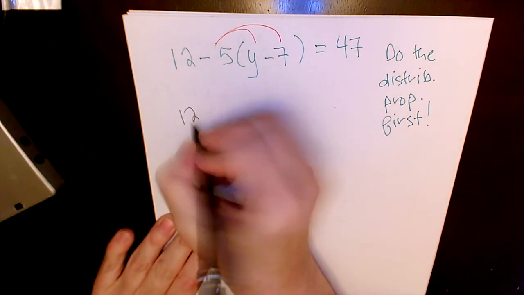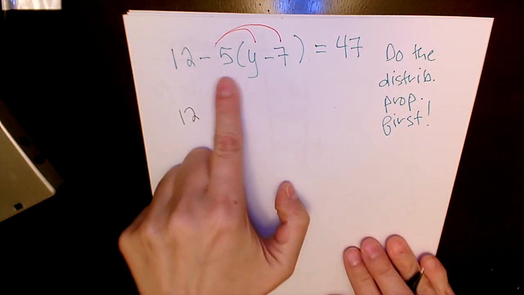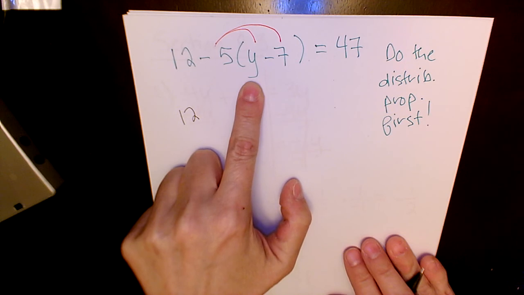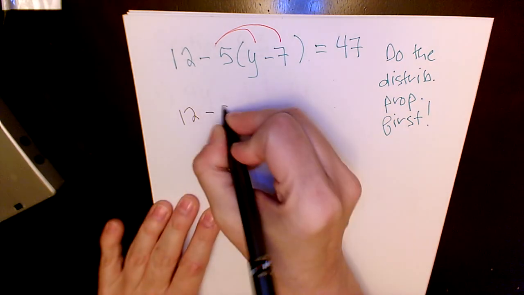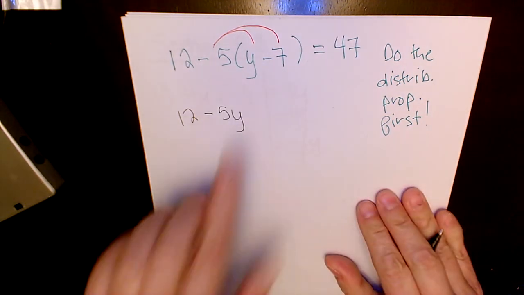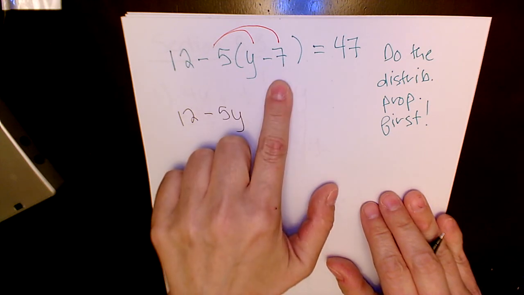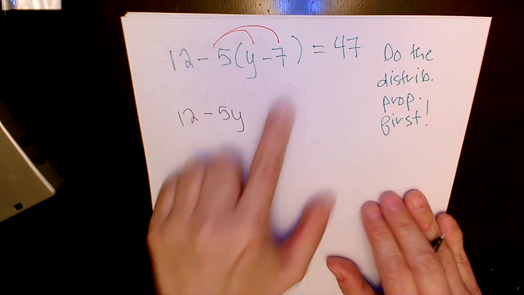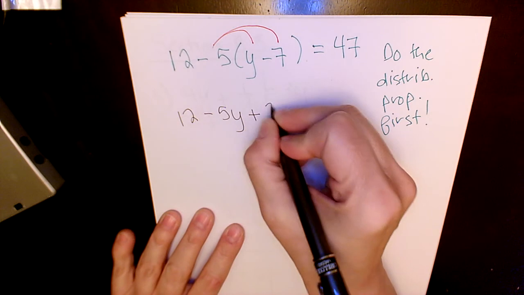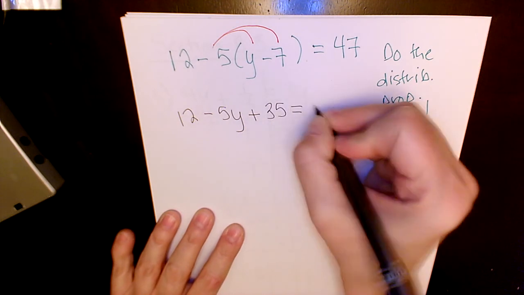So 12, I'm just going to bring the 12 down. What's negative 5 times y? Well, that's just negative 5y. And what's negative 5 times negative 7? What's a negative times a negative? Well, that's a positive 35.